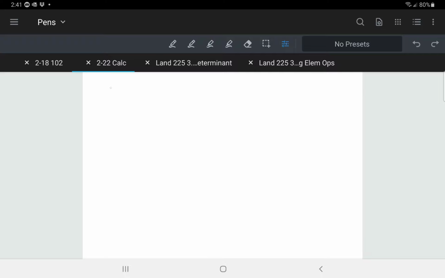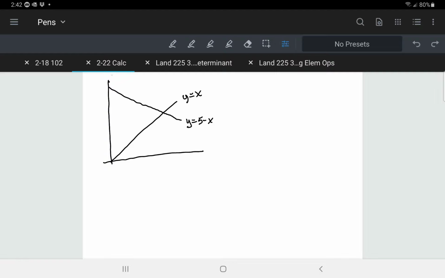So in this example, we want to look at the region that's bounded above by the x-axis, by the line x equals 0, by the line y equals x, and by the line 5 minus x. This is y is equal to 5 minus x. This region gets revolved around the y-axis.